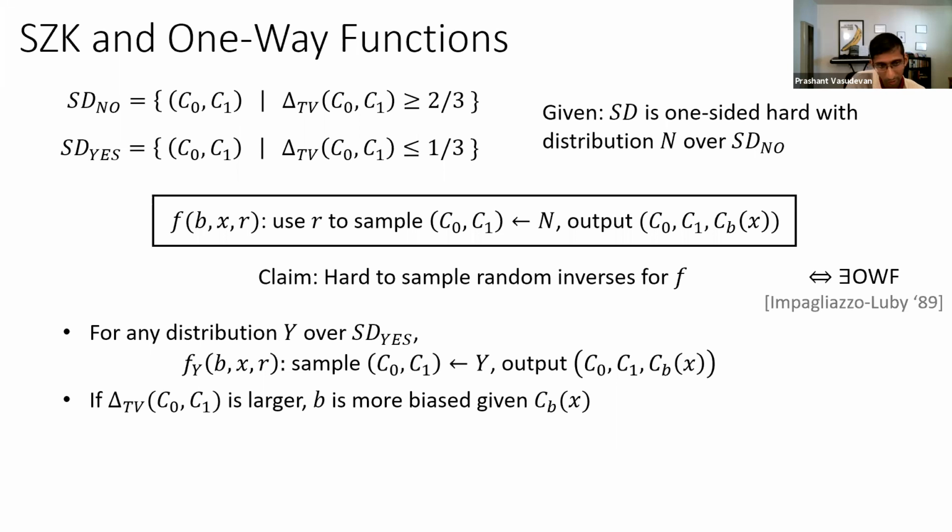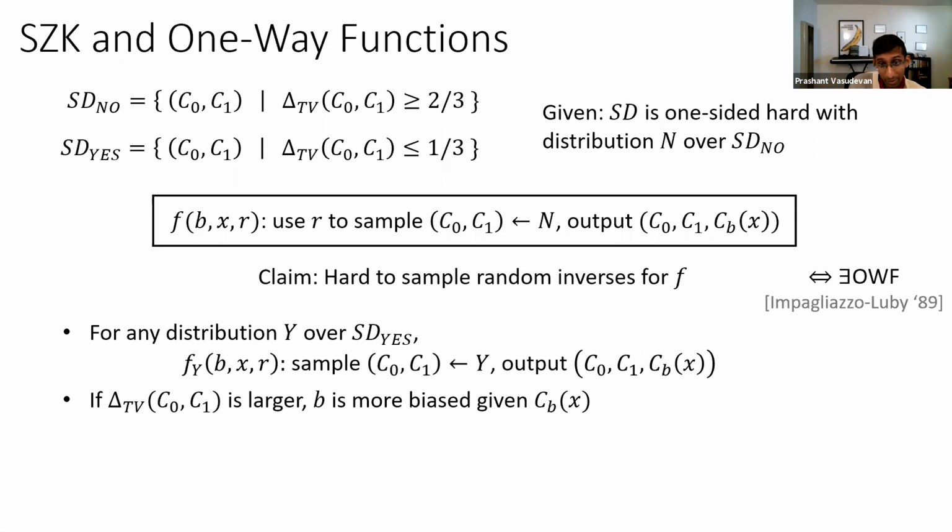And we have the following observation: if you have two circuits that are far apart, then this bit b in the inverse of this function F or F_Y is more biased, because if they're farther apart, then knowing C_b of x tells you more clearly what b is than if they were close. Like if they were disjoint, for example, then knowing C0, C1, and C_b of x completely determines what b is. Whereas if they were the same distribution, then knowing C_b of x tells you nothing about what b is.